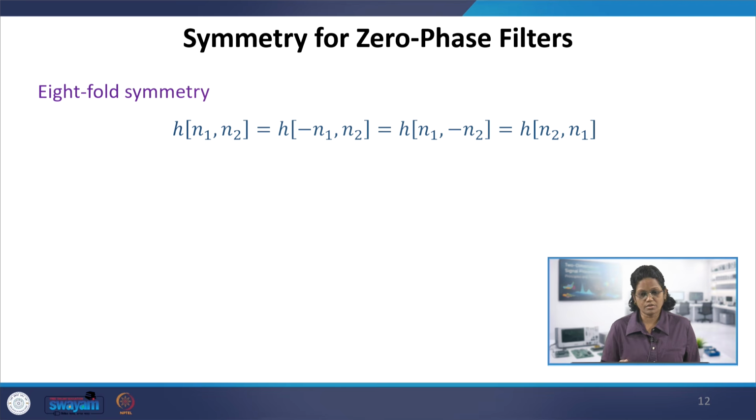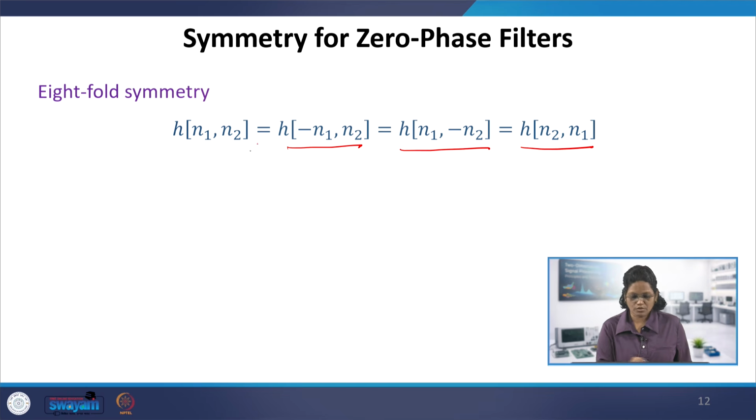And if it is eightfold symmetry, you can take a square paper and fold it twice, then 4 times, and then 8 times. These are where the surface matches, and those points are the same. So here it's eightfold symmetry: h of n1 comma n2, h of minus n1 comma n2, h of n1 comma minus n2. This is the fourfold symmetry. Apart from that, if you just interchange n1 and n2, that would also be equal. So h of n2 comma n1, the axes interchange n1 and n2, making n2 n1. So this is eightfold symmetry.